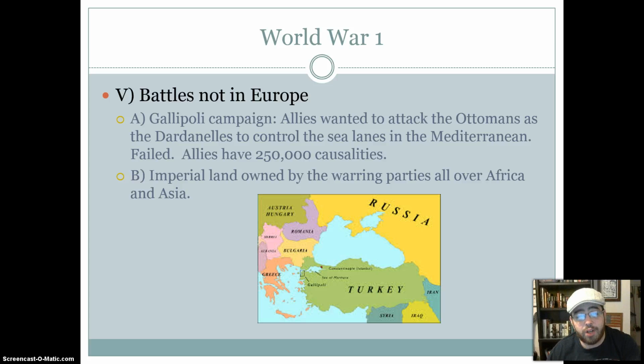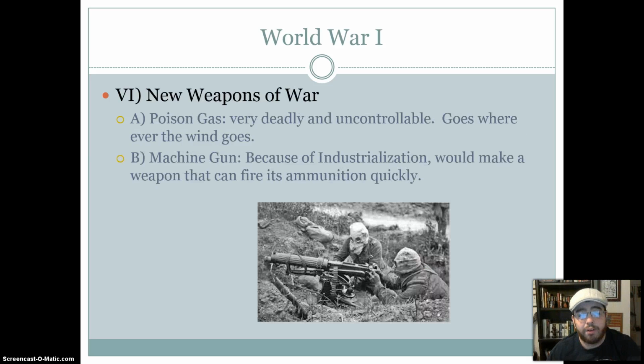And also the imperial lands owned by all the warring parties all over Africa and Asia were at war. India was fighting against Germany, German possessions. And in Africa, Belgium was being attacked by, the Belgian Congo being attacked by their enemies, and so on and so forth. And then we go to new weapons of war.